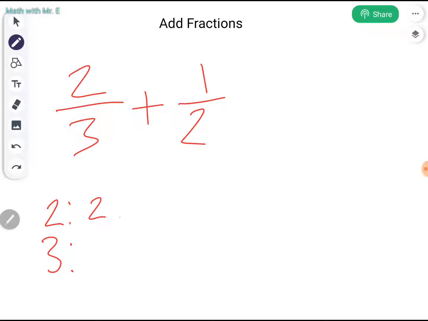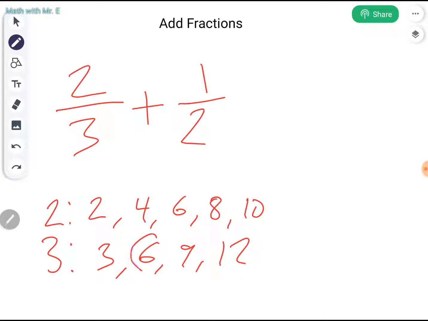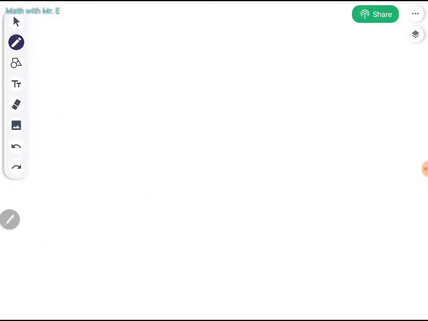So multiples of 2 would be 2, 4, 6, 8, 10, and so on. Multiples of 3 would be 3, 6, 9, 12, and we can see the first one they have in common is 6. So that's our least common denominator. So with those fractions, we've got 2/3 and 1/2. We're going to go ahead and find equivalent fractions with that new denominator of 6.